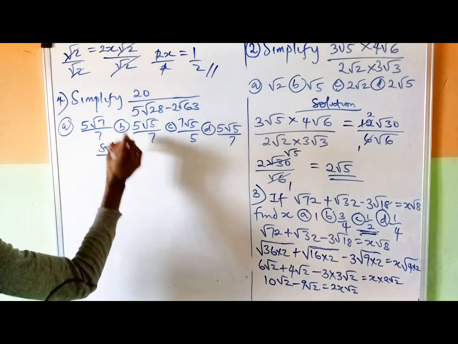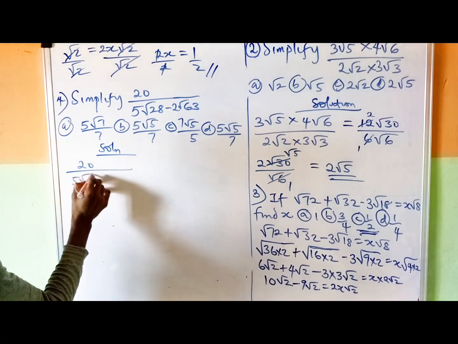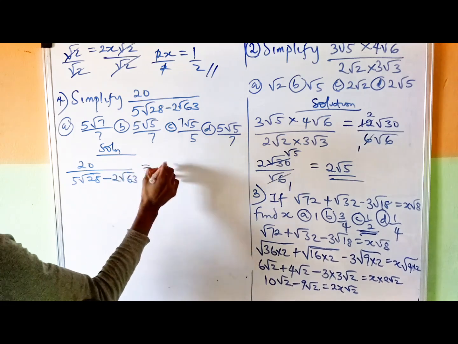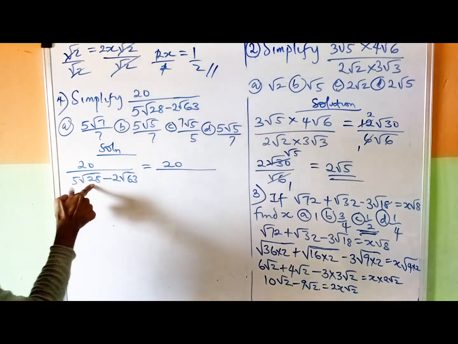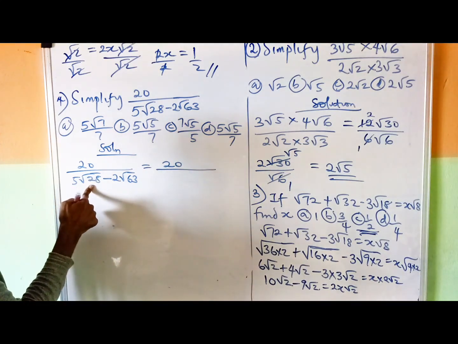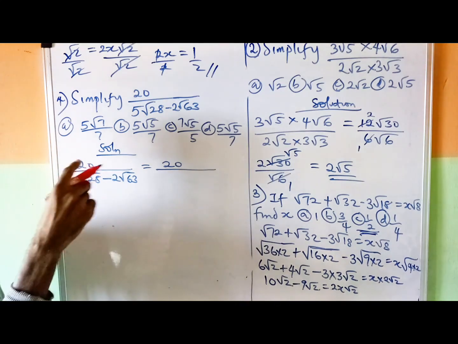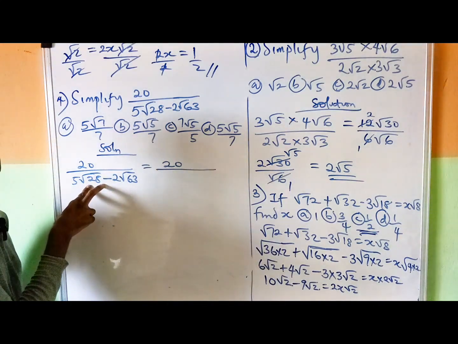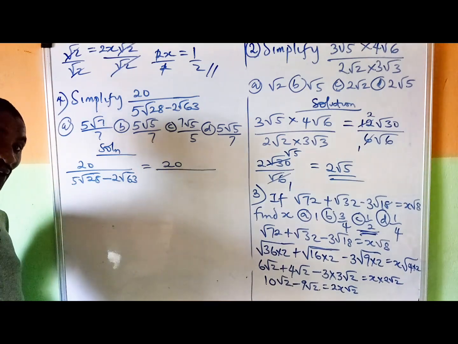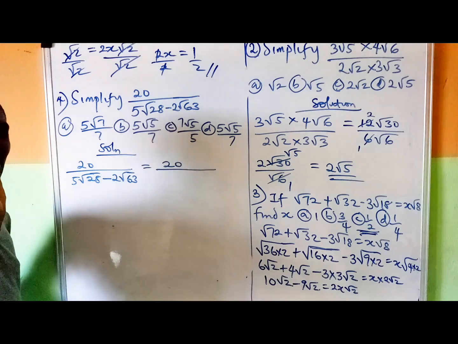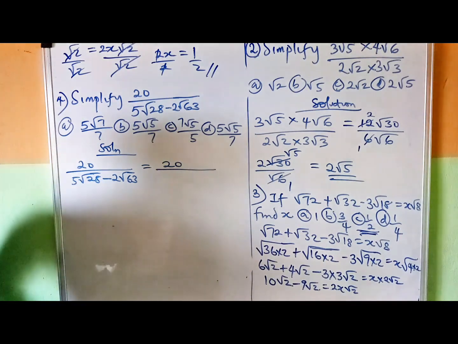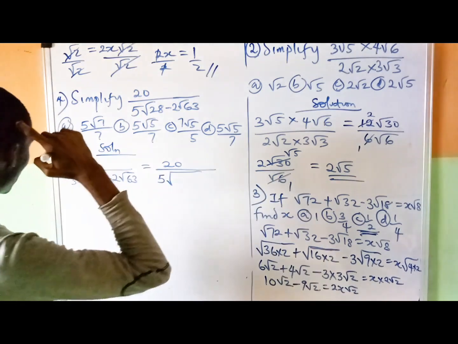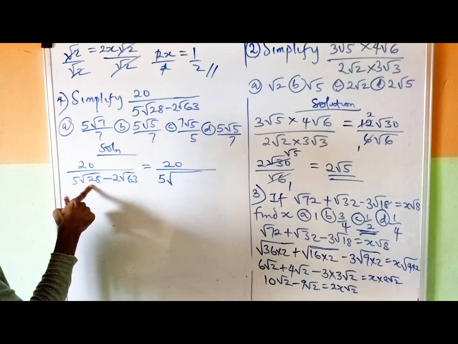The solution. So you have 20 divided by 5 root 28 minus 2 root 63. That's going to be 20 all over. Can I break 28 down to a perfect square multiplied by a very small value? Meaning, what are the factors of 28? I need 2 of those factors. One of them must be a perfect square, and one must be the smallest factor that can multiply that perfect square. So I'm going to have 5 root, and here 4 multiplied by 7 will give me 28.